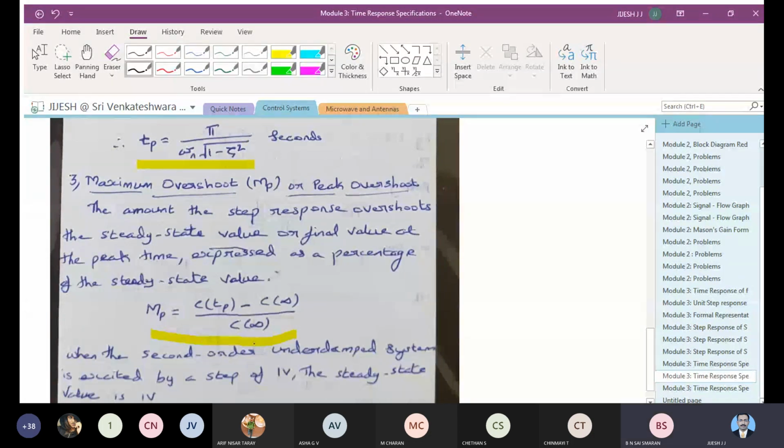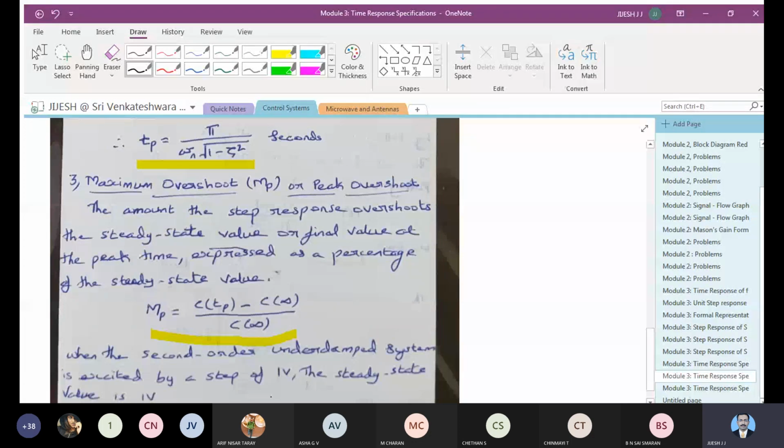Yes, sir. Okay. So we have understood that it has to be C of Tp minus C of infinity by C of infinity. We have also understood that when the second order underdamped system is excited by a step of 1 volt, meaning you are taking the step as 1 volt, then the steady state value also will be 1 volt. So we'll see further with a few more equations for maximum overshoot or peak overshoot. We'll see that in the next portion.